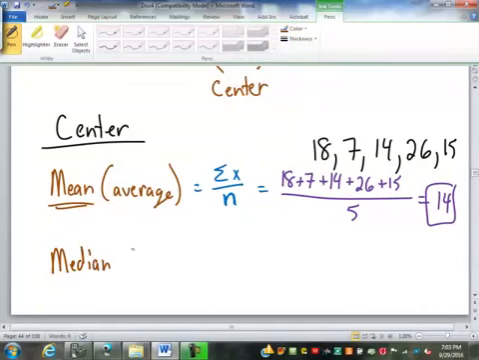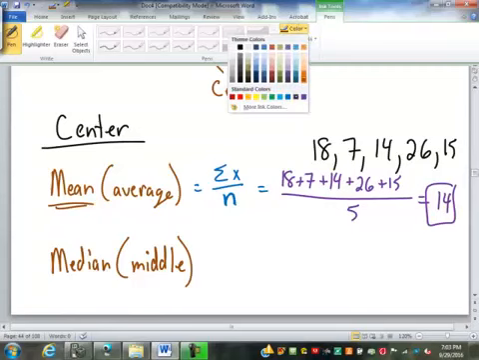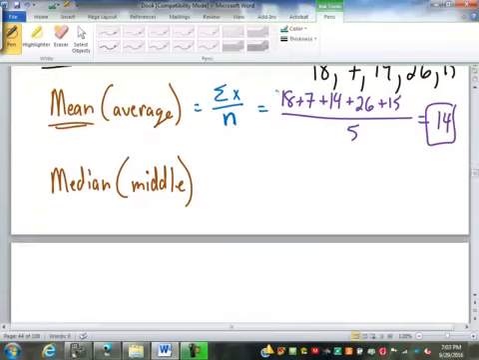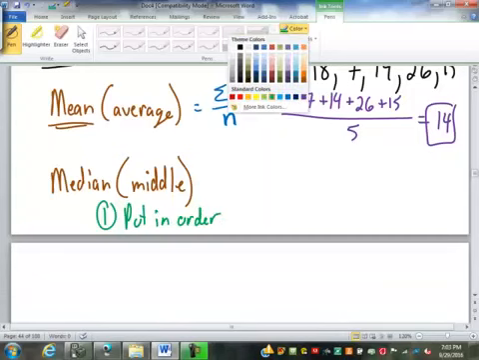The next measure of center is called the median. The median is literally the middle of the data. To do the median, we have to do two steps. One, I put the data in order, smallest to largest. So let's do that first.